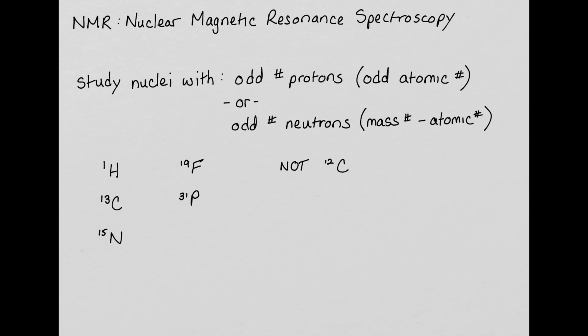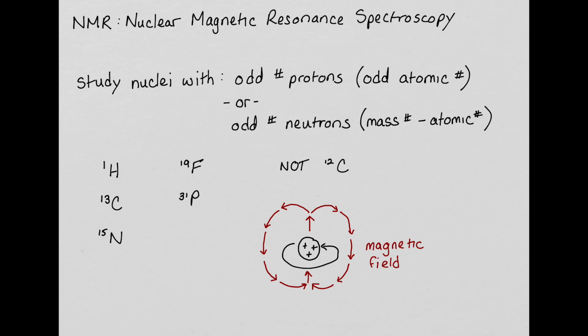The reason that we can study nuclei that have odd numbers of protons or neutrons is because they all have a nuclear spin. Because the nucleus is positively charged, in atoms with a nuclear spin, they are creating the movement of charge. And the movement of this charge creates a magnetic field. Therefore, each nucleus with a nuclear spin is essentially a little magnet.